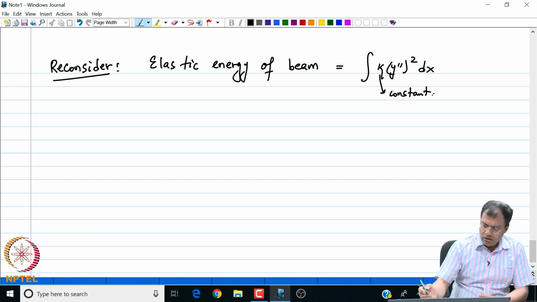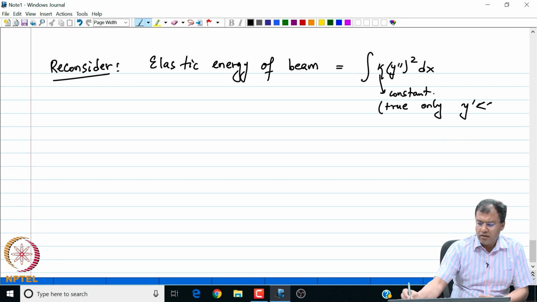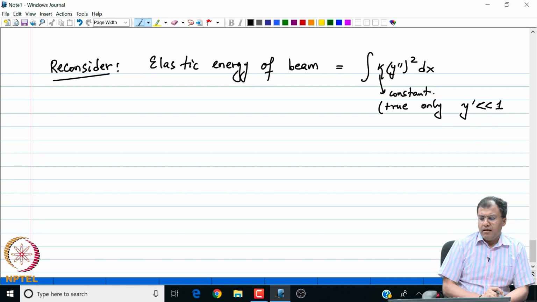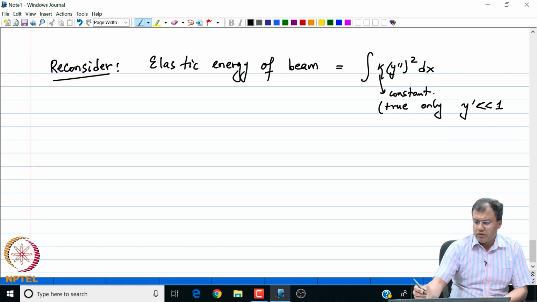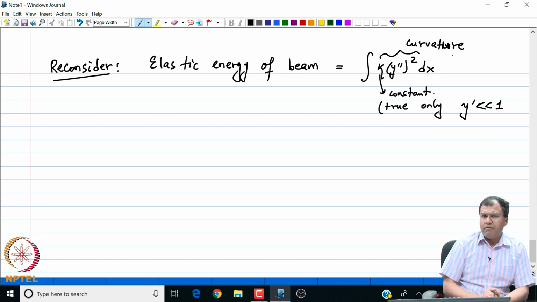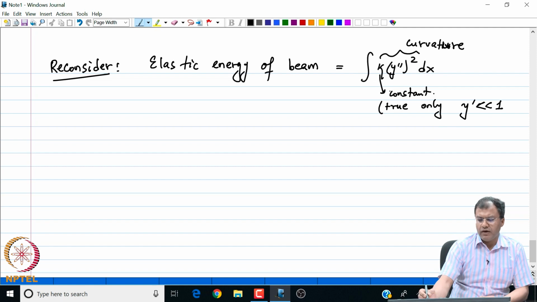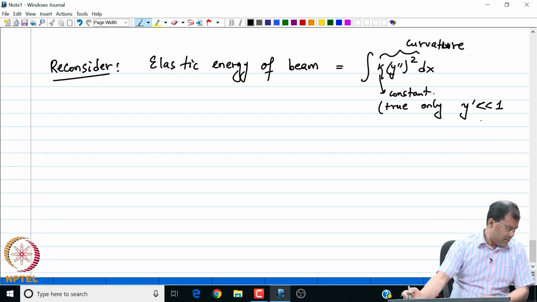This is true only when the slope is very small, right. We will see once we derive the general expression. Well, this is nothing but the curvature of the beam. The curvature decides the elastic energy, right. We will see that when we derive the general expression for the curvature, in general the curvature depends on the slope of the shape of the beam, right, and it again reduces to this following form when the slope of the beam is very small, right.